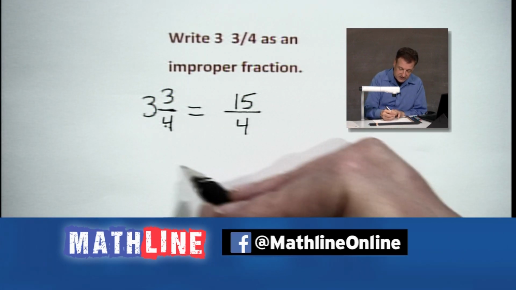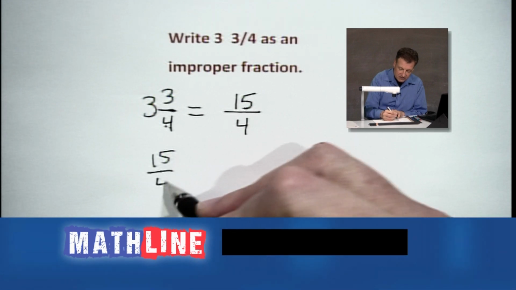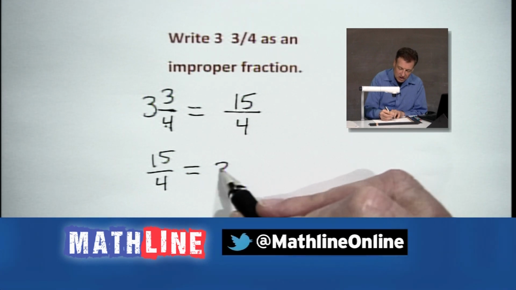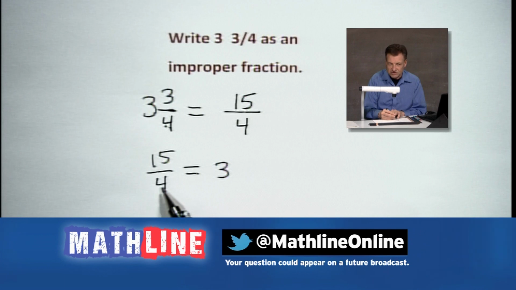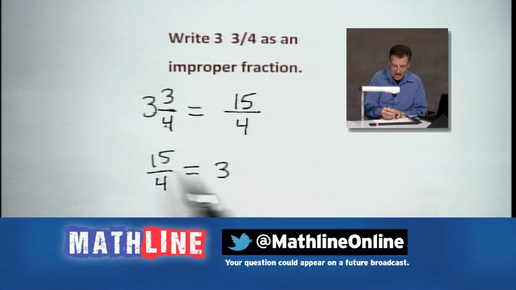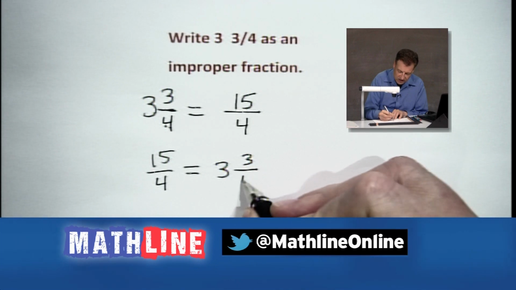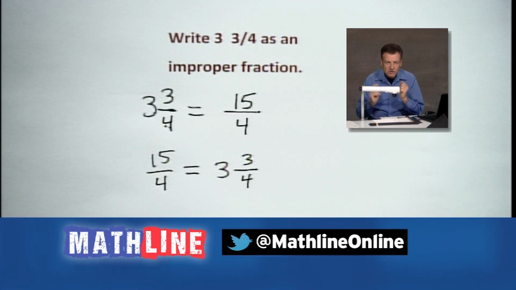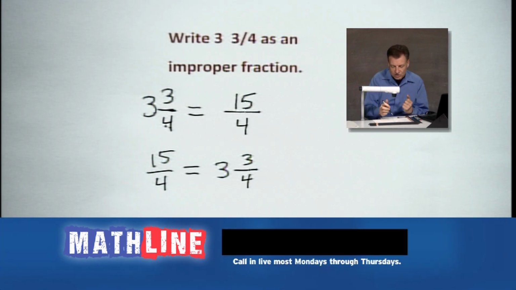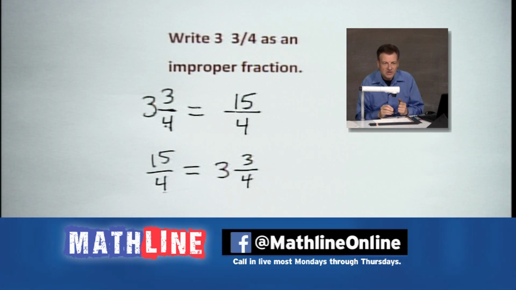Let's see. If we take that 15 divided by 4 and we go 3 times, remember 3 times 4 gives you 12. Subtract that 12 from the 15. Guess what? You got 3 left over. So that's the beauty of this. You can go to the improper or you can go back to the mixed.